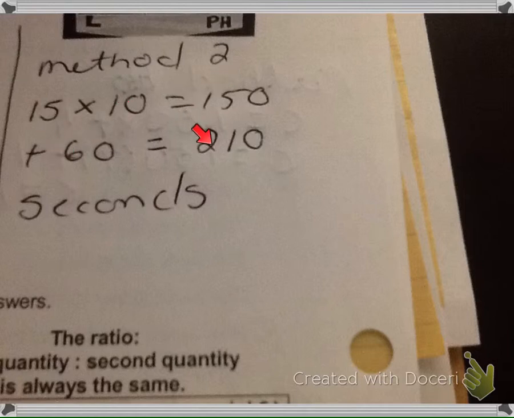So I want you to stop the video again. This time what I want you to do is tell me how come I'm doing 15 times 10 instead of 16 times 10, since he's going 16 floors. And I also want you to tell me where this 60 came from. So how come I'm multiplying 15 times 10 and not 16? And where did this 60 come from? Turn the video off and answer those two questions.